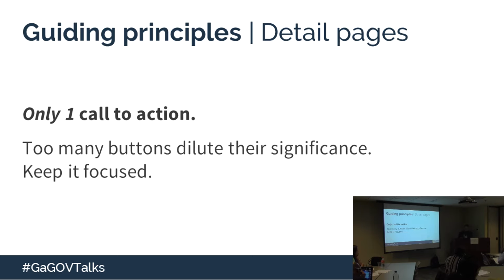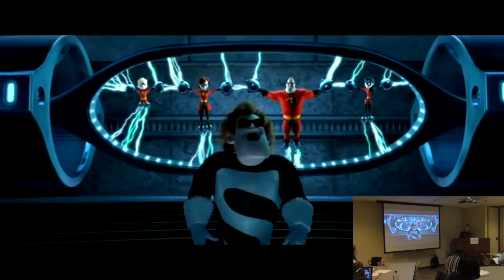So while you might have more than one CTA on a main page, you should only ever have one on a detail page. Again, this is one of those things where if everything is a button, then nothing is a button. Detail pages need to be focused, direct, and towards one particular activity, one particular action.